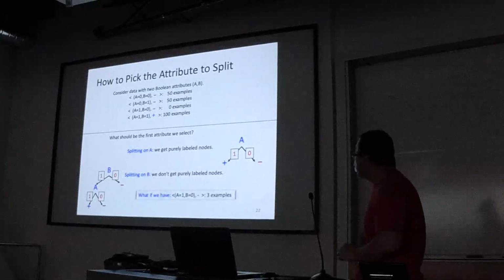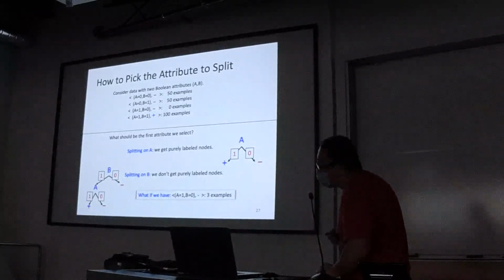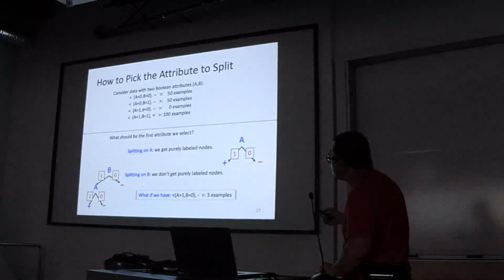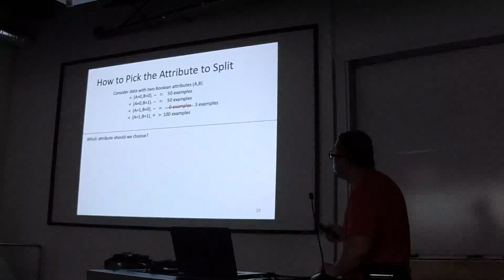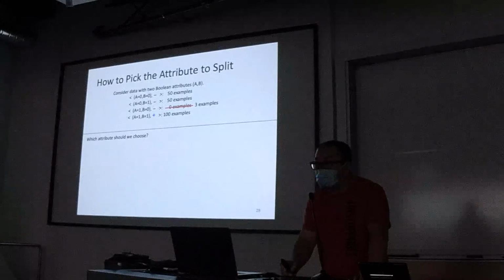Okay, so now let us make a few changes to this data set. Suppose I have 3 examples here. In our case just mentioned, for A is 1, B is 0, we only have 0 examples, 0 negatives. But now what if we have 3 negative examples here? And then we want to ask what attribute we should choose first.